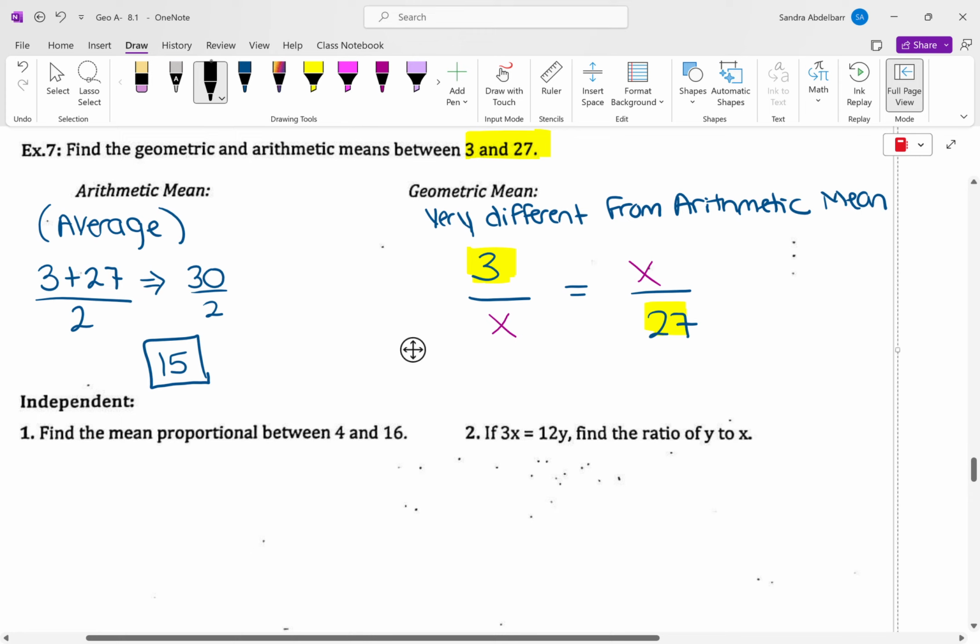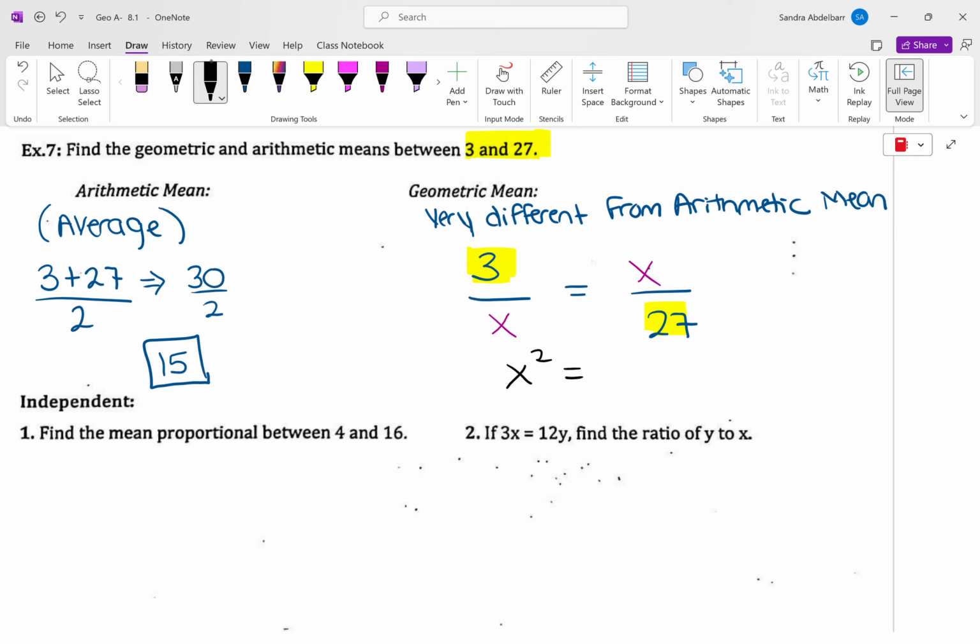You now cross multiply. And what is x times x? Do not tell me 2x, please. What's x times x? X squared. And then we get 3 times 27, which is 81. So we get x squared equals 81. Now we solve for x. To undo a square, we take the square root.